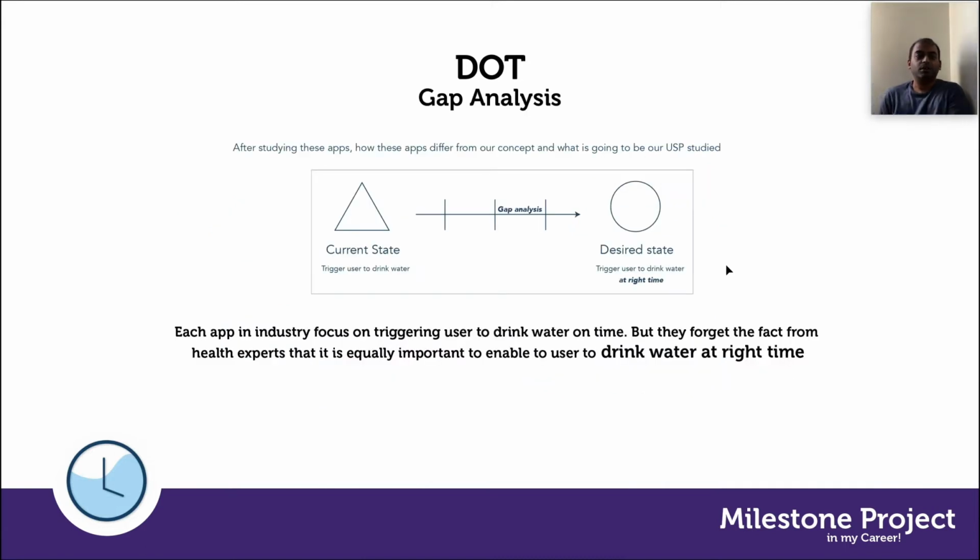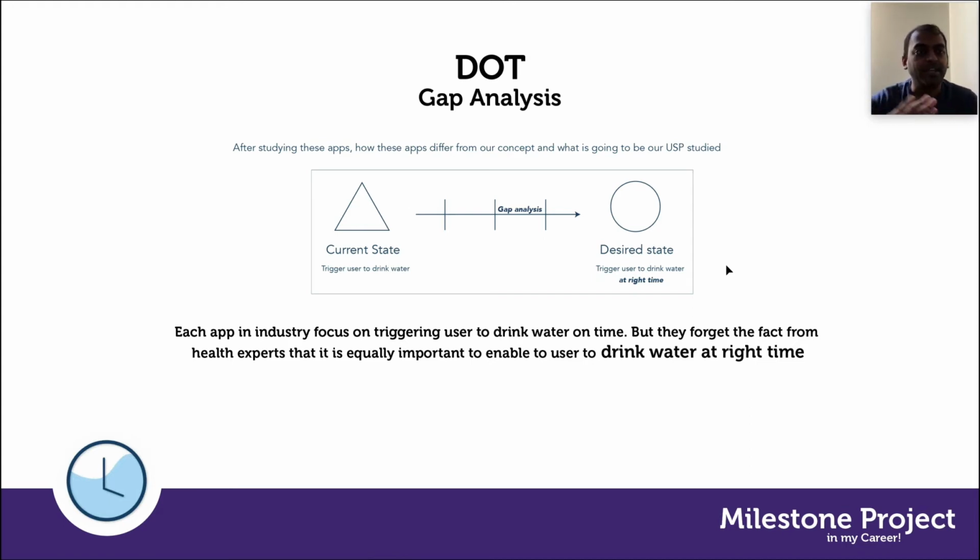Now I have done the benchmarking study and understood the concept, and I have come to a conclusion about the gap analysis: what was there in the apps and what is missing. That missing factor is what I try to give in my app, and that will be my USP. That is the conclusion I came to.